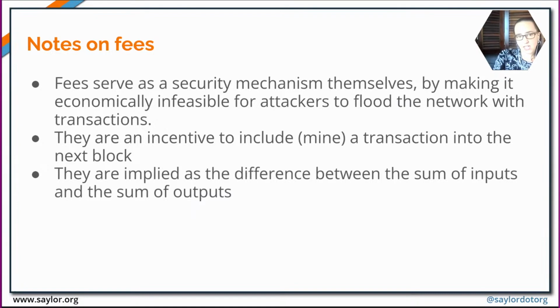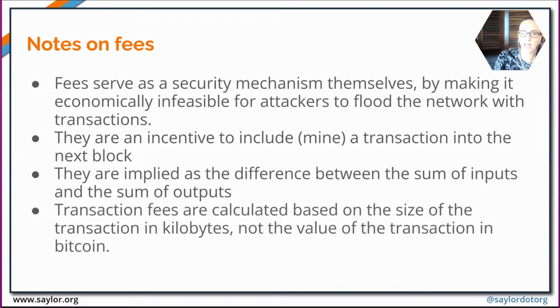As we discussed, fees are implied as the difference between the sum of inputs and the sum of outputs. And transaction fees are calculated based on the size of the transaction in kilobytes and not the value of the transaction in Bitcoin. This is interesting, and it's an interesting characteristic of how Bitcoin operates. I think we're very used to thinking about fees in terms of sending money as a percentage. If you wire money or use MoneyGram, generally that fee is some sort of percentage of what you're sending.